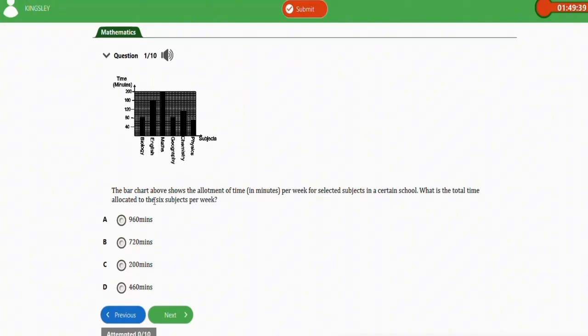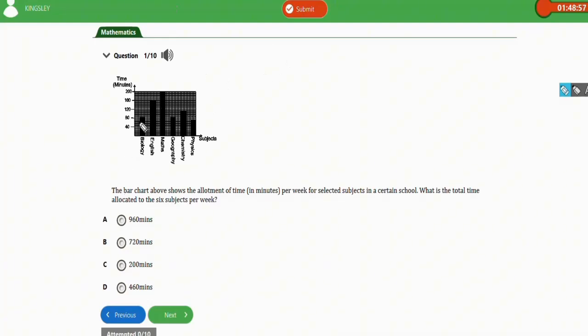It says the bar chart above shows the allotment of time in minutes per week for selected subjects in a certain school. What is the total time allocated to the 6 subjects per week? For this particular problem, it is actually very easy. All you need to do is to follow the direction of these bar charts we have. We have to find the total time.